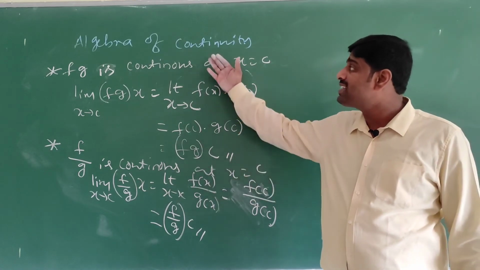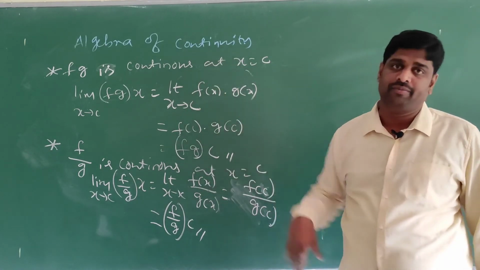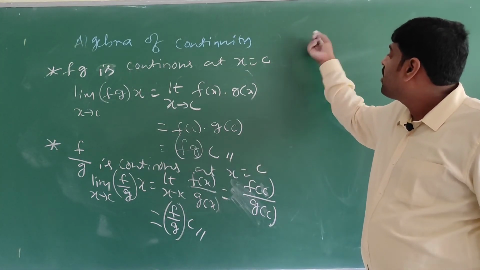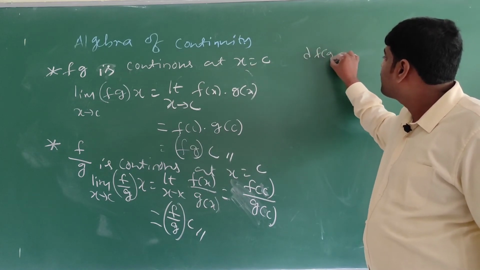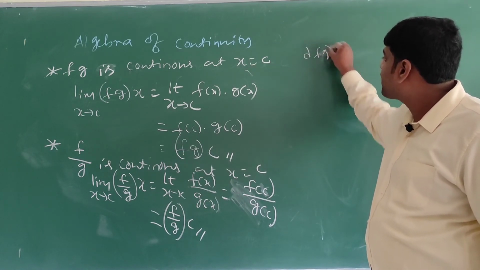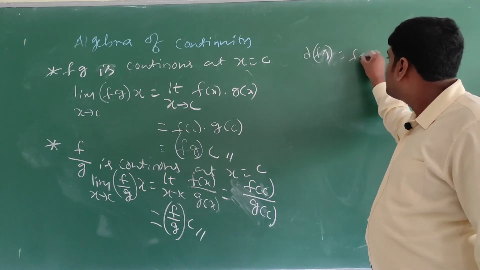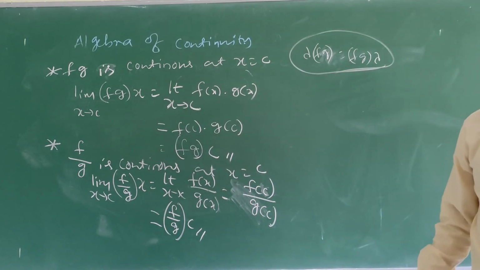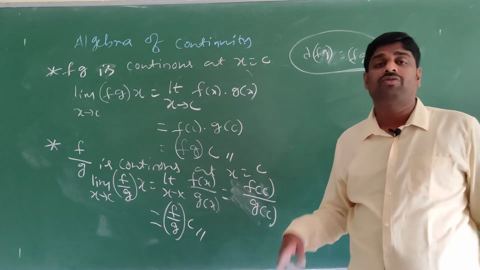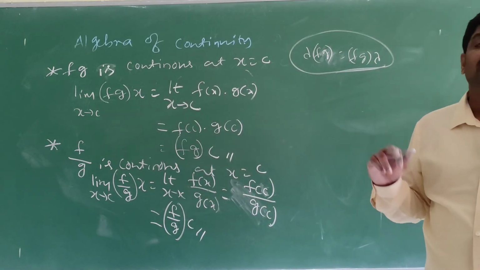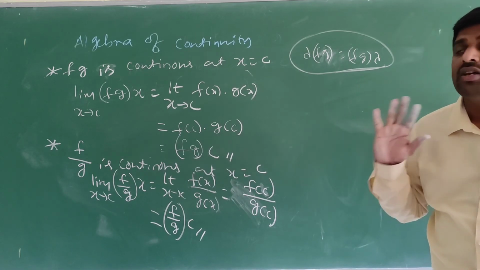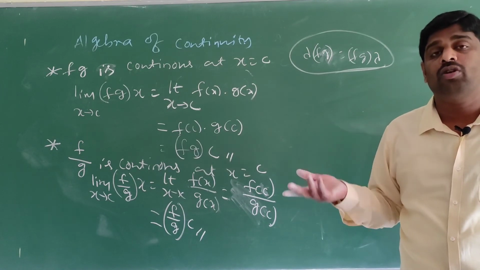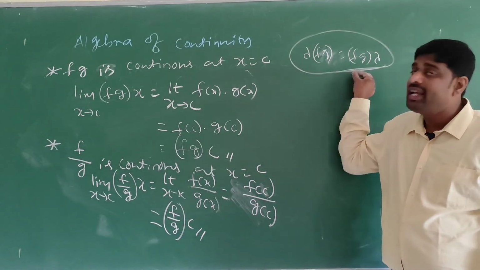These are the four algebra functions of continuity, and they also exist for a scalar. That is, lambda of fg can be written as lambda f into g. Okay, these four properties are very important. f plus g is continuous at x is equal to c. f minus g is continuous at x is equal to c. fg is continuous at x is equal to c. f by g is continuous at x is equal to c, and also their multiples by a scalar.